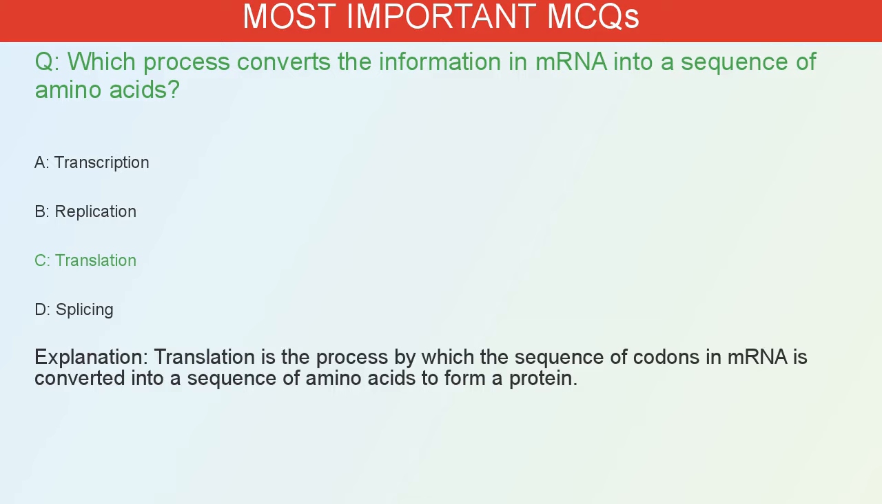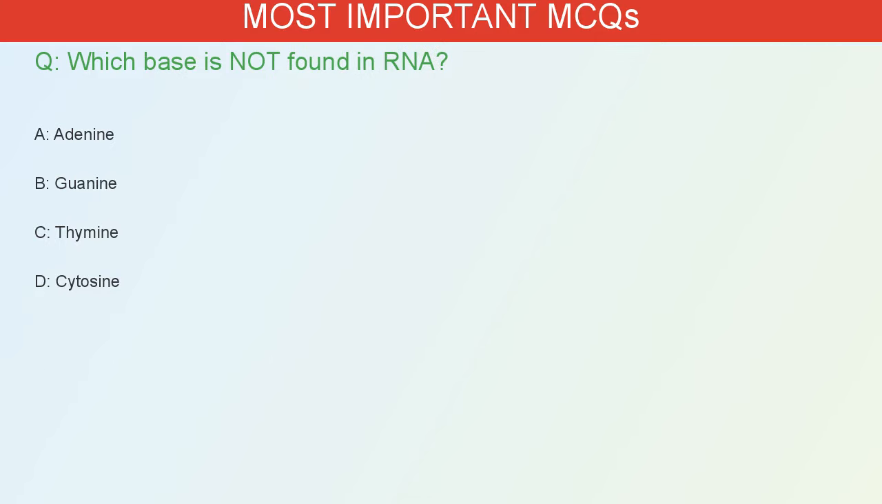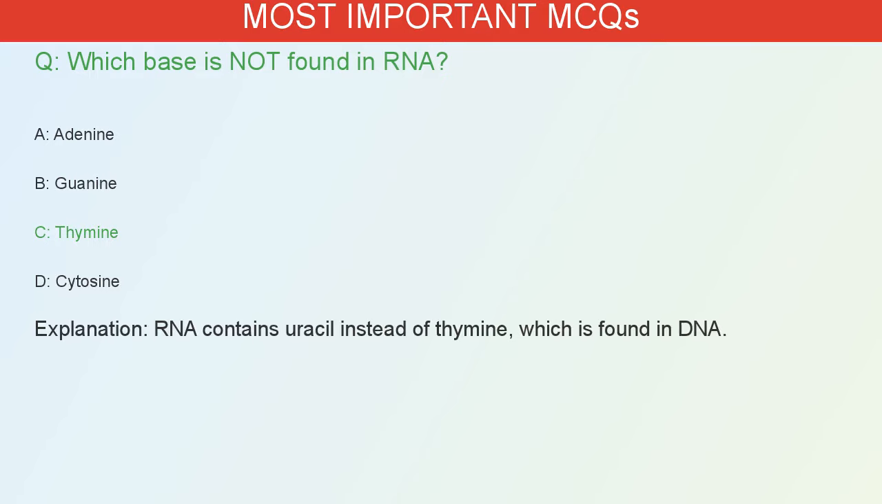to form a protein. Which base is not found in RNA? A. Adenine. B. Guanine. C. Thymine. D. Cytosine. The correct answer is C. RNA contains uracil instead of thymine, which is found in DNA.